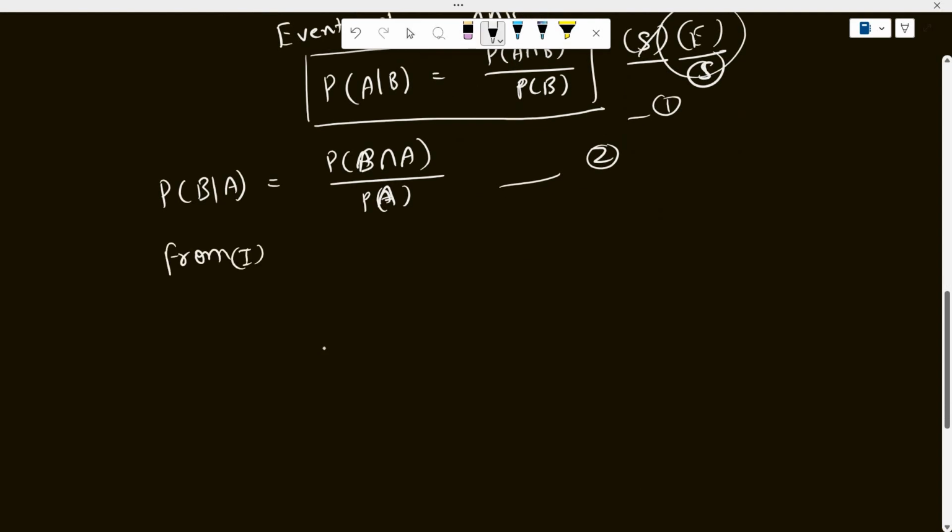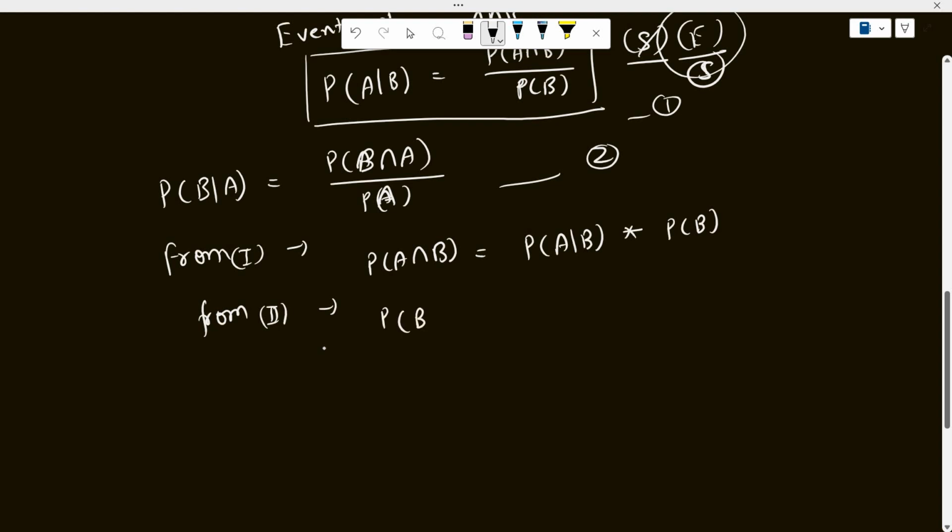From 1, P(A intersection B) is equal to P(A given B) multiplied by P(B). This is formula number 3. From 2, P(B intersection A) is equal to P(B given A) into P(A). This is formula number 4.